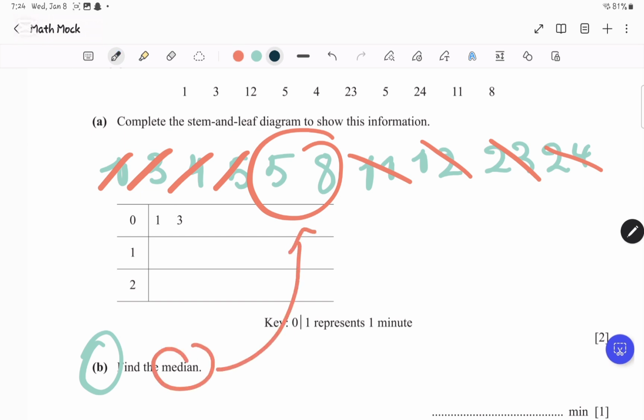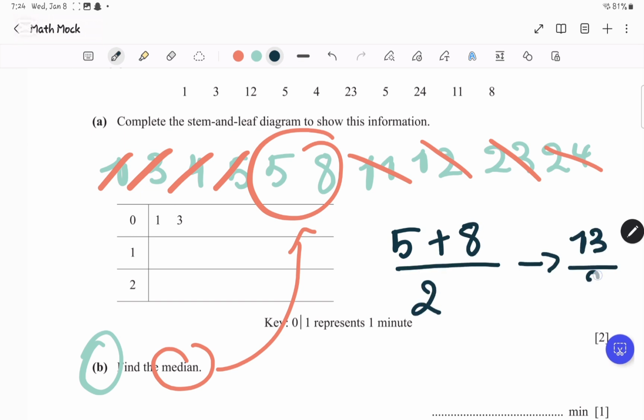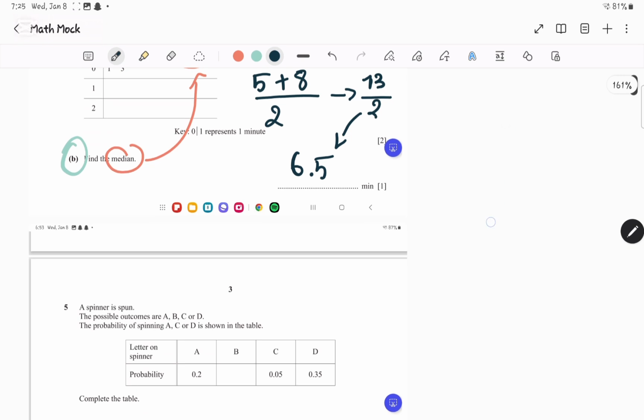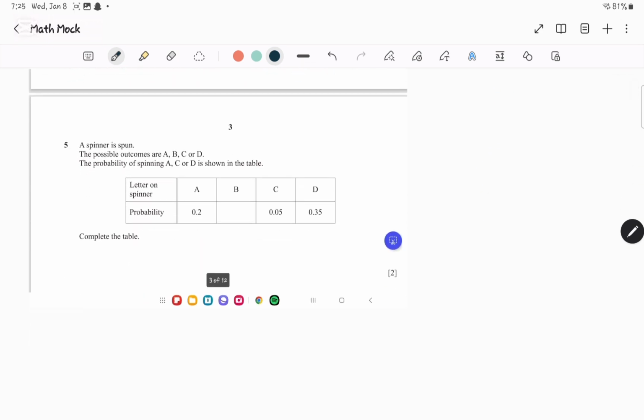So, very simply, to find the median, what we are going to do is we are going to add the two numbers. So, 5 plus 8, then we are going to divide it by 2. 5 plus 8 is 13. That means 13 divided by 2, which gives us a median of 6.5 minutes. And that is it for question number 3 of the first past paper.